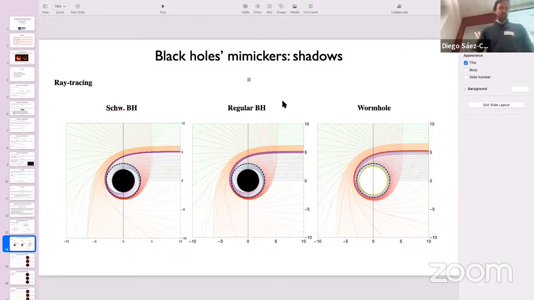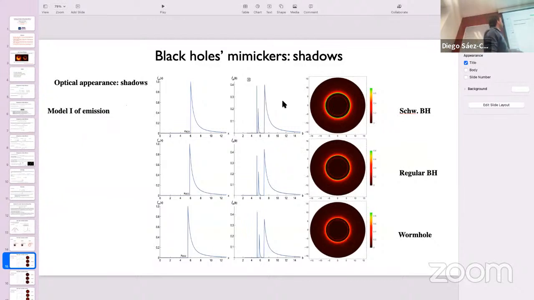So if we then apply this to the intensity profiles of the accretion disk, for the model one that I showed before, let me remind you that we are located at the north pole of the object. For the Schwarzschild black hole, you are going to have this type of superimposed light rings, but none of the ones that you see here corresponds to the photon ring. Actually, the photon ring will be over here and you cannot see it because the intensity is very, very low.